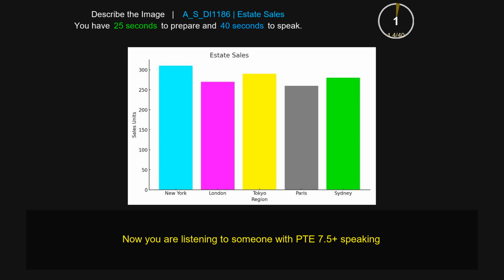This picture gives information about the estate sales. Firstly, it mentions New York and London. Secondly, it also discusses the Tokyo region and Paris. Lastly, it mentions Sydney.